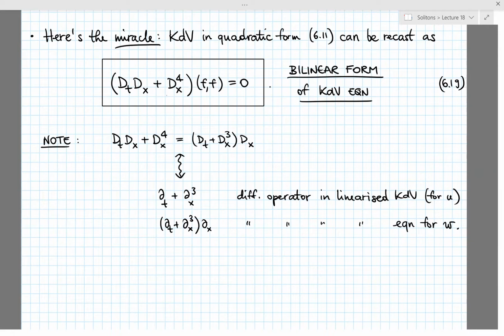That's all for this week. Next week, we'll use the bilinear form of the KdV equation to derive solutions of the KdV equation, which involve several solitons. And finally, we will conclude the term by studying their asymptotics.